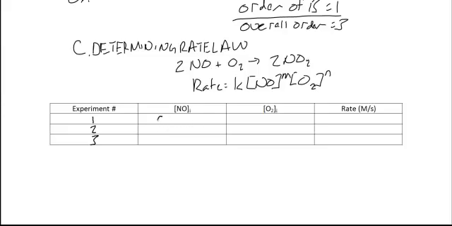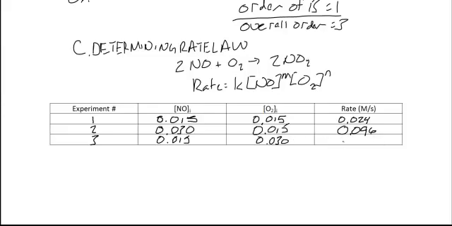But for experiments, we're going to run 3 experiments, and the concentration of NO for our first experiment is going to be 0.015 molar. And for oxygen, it's going to be 0.015. So concentrations are identical. And our rate is 0.024 molars per second. For experiment 2, our concentration of NO is going to be 0.030, so it's doubled. And our concentration of oxygen is going to remain the same. And our rate is going to change to 0.096. And then lastly, for our third experiment, NO is going to match the first experiment, so it's going to go back to 0.015. And we're going to double the concentration of oxygen, so 0.030. And our rate we're going to find is 0.048 molars per second.